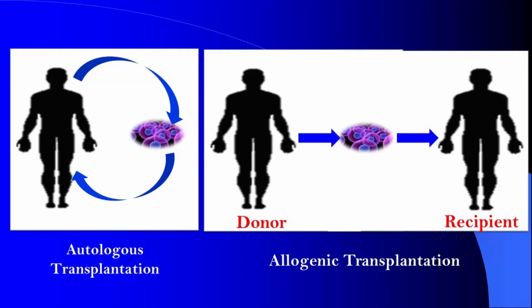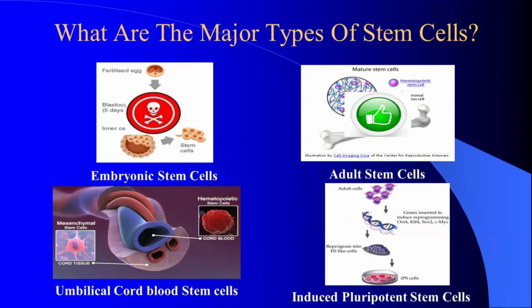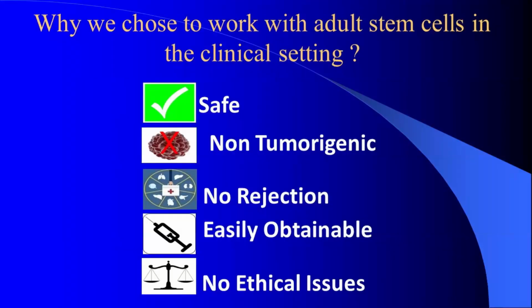Cells are of two types. They can be autologous, when you take from the patient and put it back in the patient, or donor cells, when you take it from somebody else. There are different types of cells. You can get them from the embryo, but this is very controversial, so we do not use it. You can get them from the umbilical cord. You can get it from the patient itself, from the bone, and that's what we use. They are called adult stem cells, and induced pluripotent stem cells are in the research stage. So we work with adult stem cells because they are safe, they don't form tumors, they have no rejection, they are easily obtainable, and there are no ethical issues.